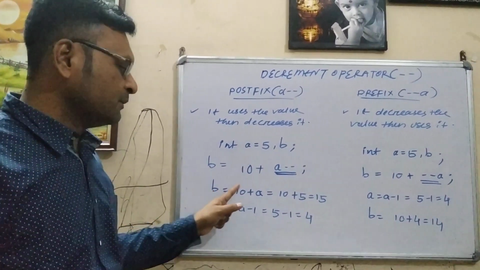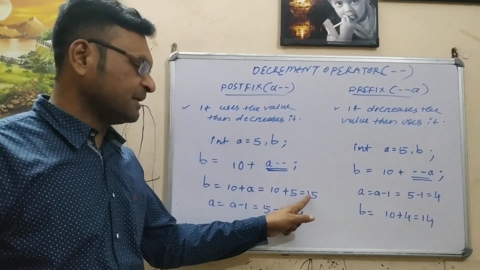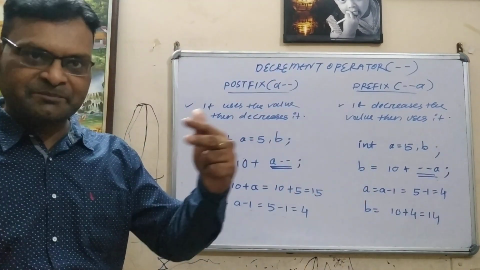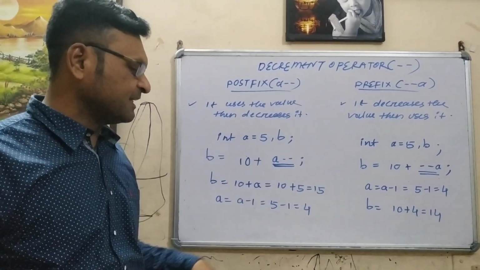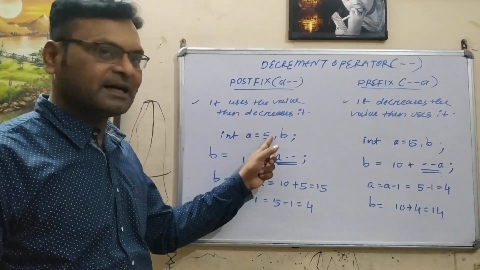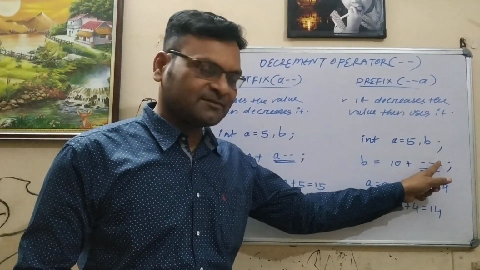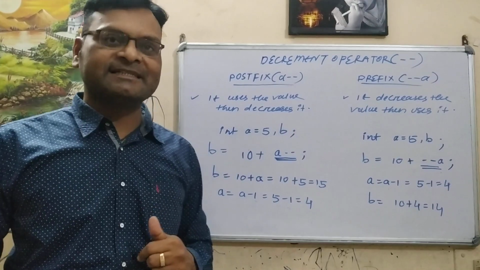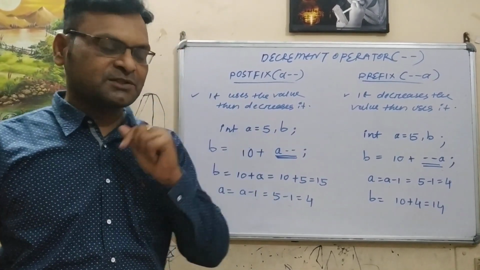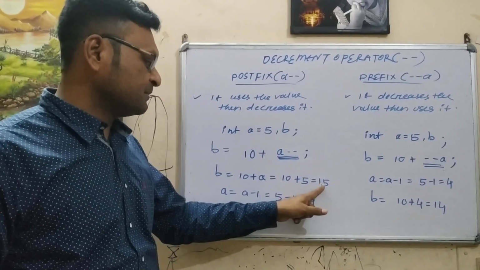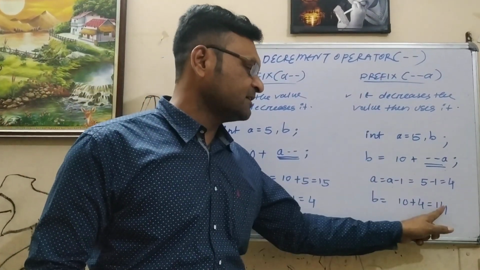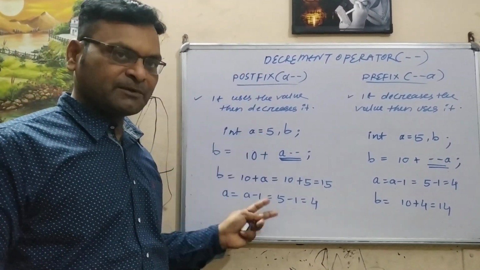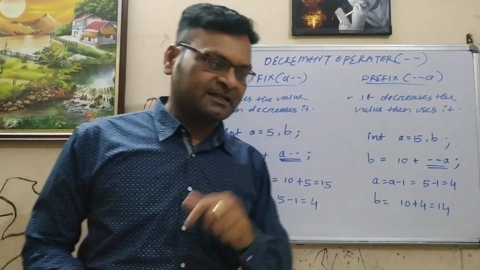That means the b value in postfix decrement is coming 15. In prefix decrement it is coming 14. The value of b is changing, but the a value is remaining the same, because with a--, a 5 became 4. Here also with --a, a 5 is becoming 4. But the value of b is changing depending on prefix and postfix. In postfix the value 15 is coming, but in prefix the value 14 is coming. So this is the decrement operator in postfix format as well as prefix format.